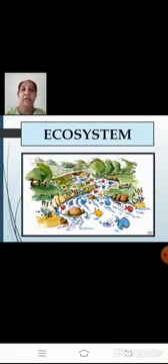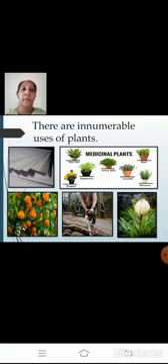Now, in the biosphere, living beings are interrelated and interdependent on each other for survival, right? So this life supporting system is known as the ecosystem. You have already learnt in your previous class about the biosphere and ecosystem. Now, you know that vegetation and wildlife are valuable resources, right? And there are innumerable uses of plants.